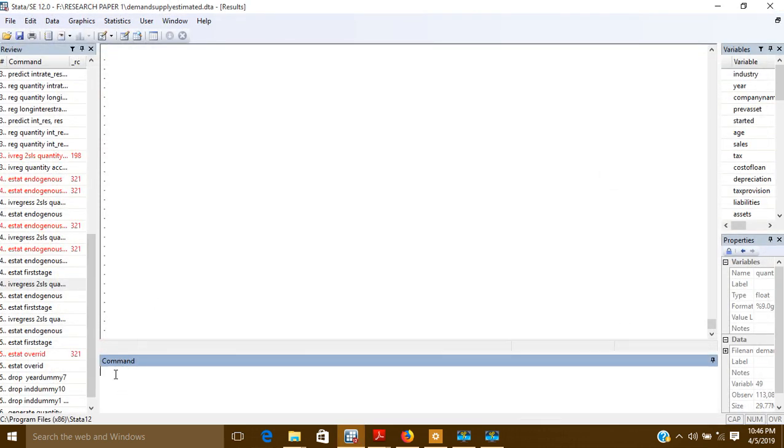First of all, we will apply two-stage least square with the help of the ivregress command, and after two-stage least square we will apply the post-estimation command and check whether the endogeneity is present or not. That means whether the variables which we have taken as endogenous are really endogenous, or they can be considered as exogenous also. So now I will use the ivregress command.